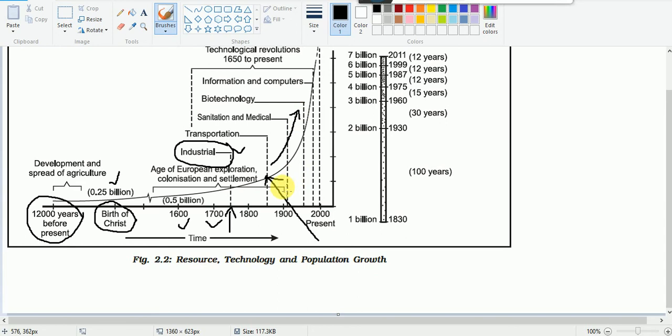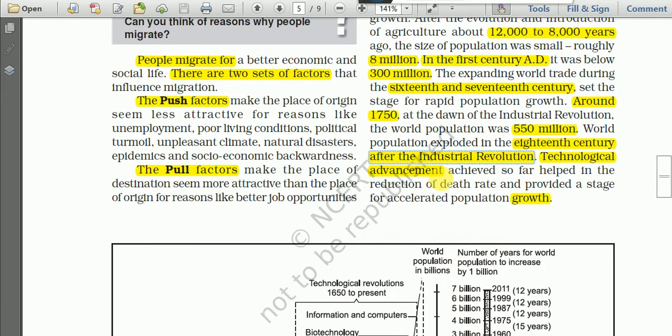Okay, so here at this particular point, that is after the industrial revolution, the population of the world has exploded. Just see the trend, the graph is rising suddenly. So it was immediately after the industrial revolution. Why was there a rapid population increase, or why was there a population explosion?